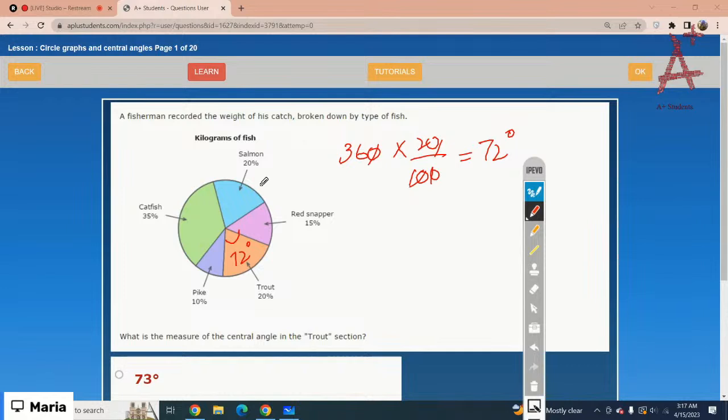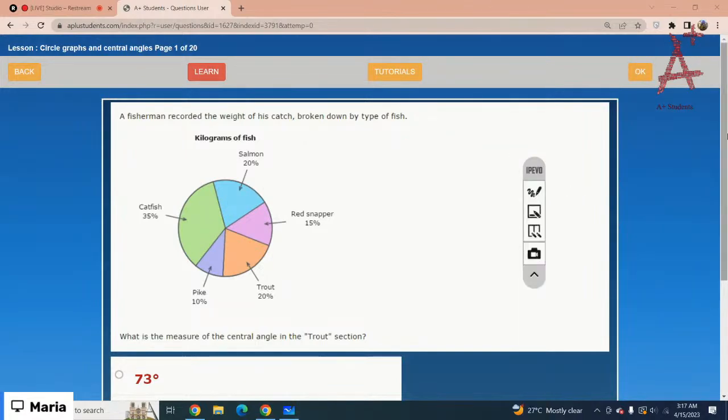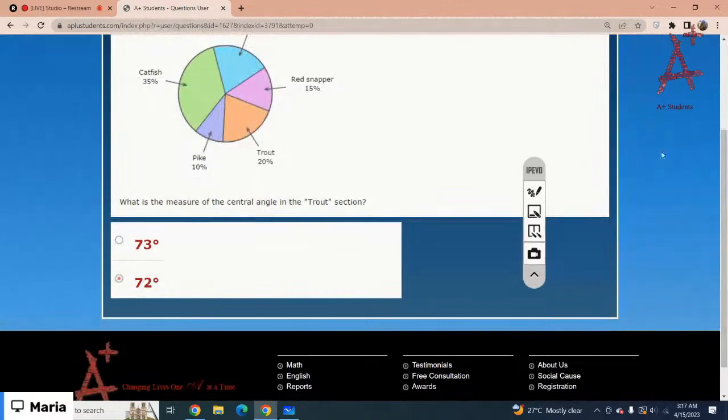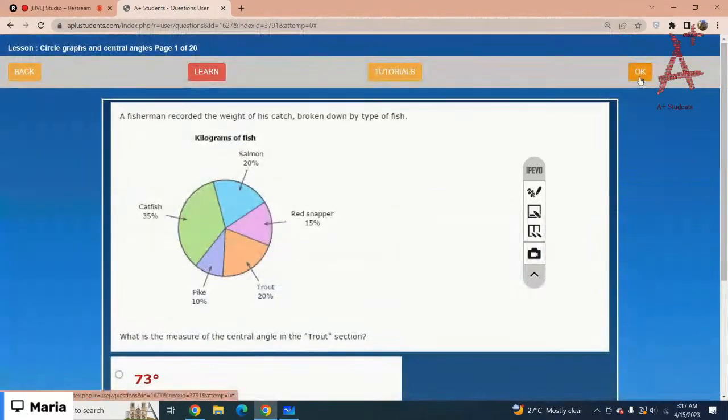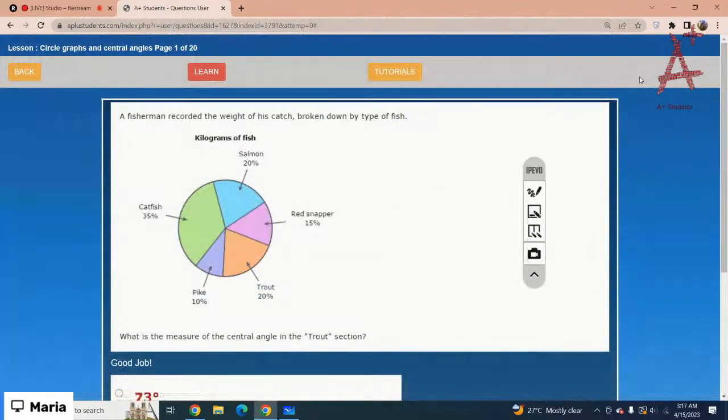Got it? So the sum of the complete angle in a circle is 360 degrees. So that means 20% of it is trout. So the correct option is 72. Very good.